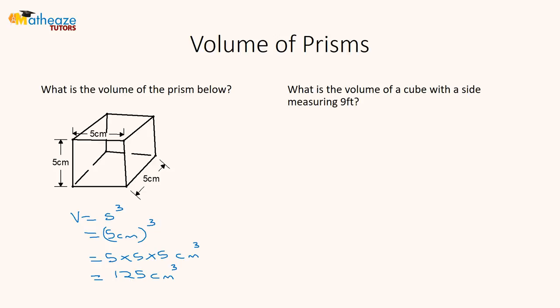Next one, what is the volume of a cube with a side measuring 9 feet? Okay, so the volume is going to be side cube, which is 9 feet cube, which is going to give us 9 times 9 times 9 cubic feet, which is going to be 729 cubic feet.